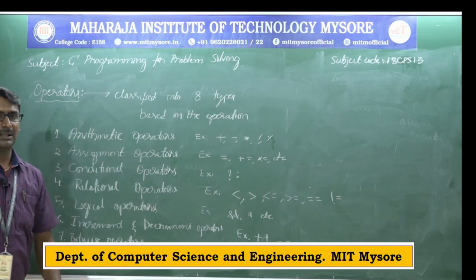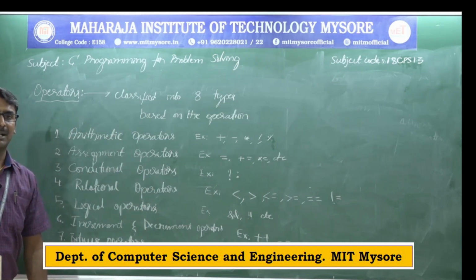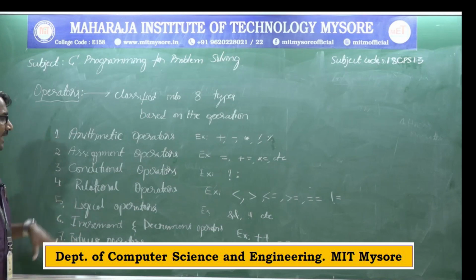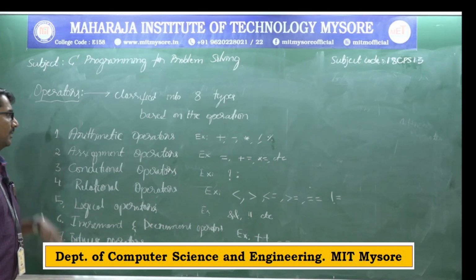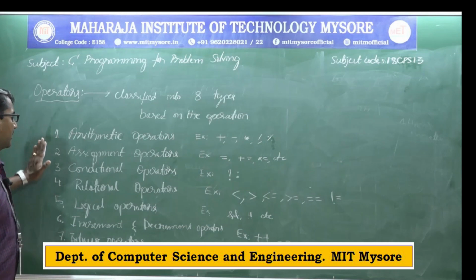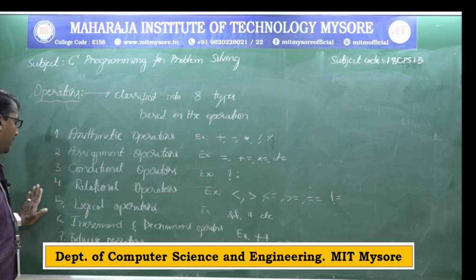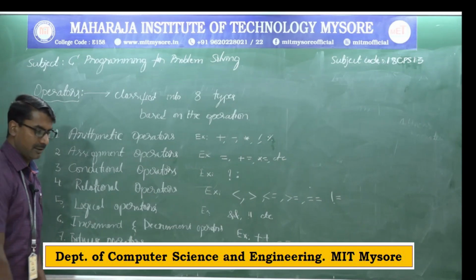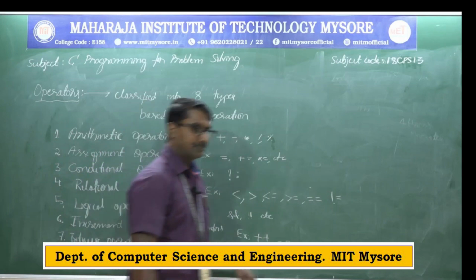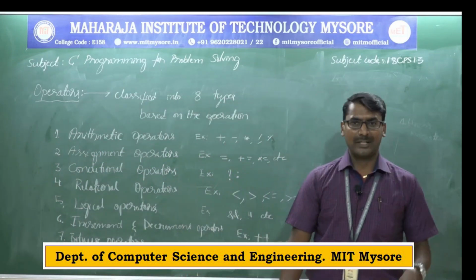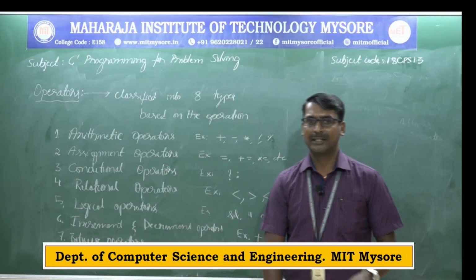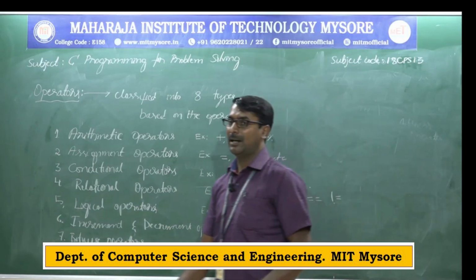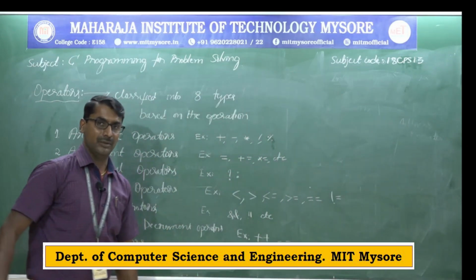Based on the operation the operator performs, operators are classified into 8 categories. The 8 categories are arithmetic operators, assignment operator, conditional operator, relational operator, logical operator, increment decrement operator, bitwise operator, and special operator.